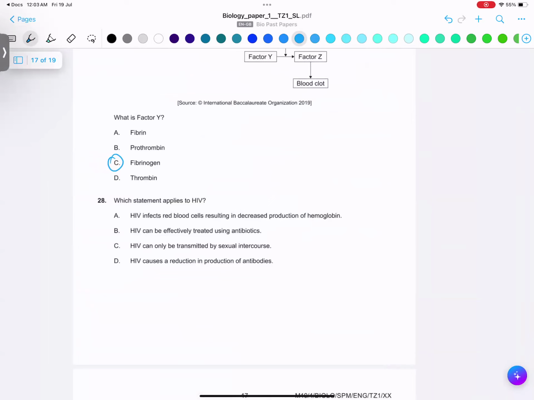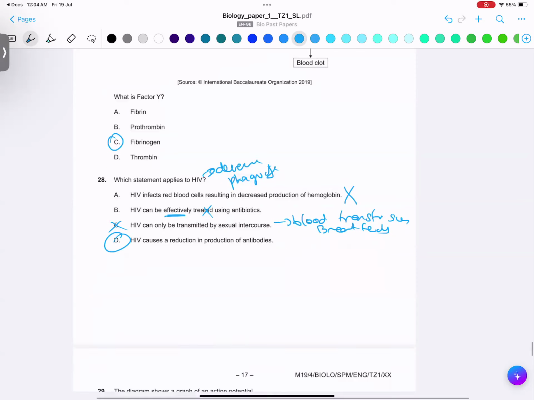28, which statement applies to HIV? HIV infects red blood cells resulting in decreased production of hemoglobin. No, it basically decreases phagocytes. HIV can be effectively treated using antibiotics, not necessarily effectively treated. So no, it cannot be technically treated. HIV can only be transmitted by sexual intercourse. No, also by blood transfusion and also by breastfeeding and in many other ways. So this is false. HIV causes a reduction in production of antibodies. Yes, and in the production of phagocytes.